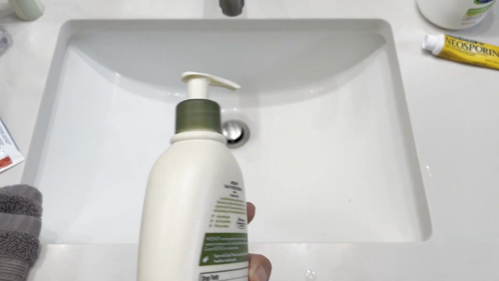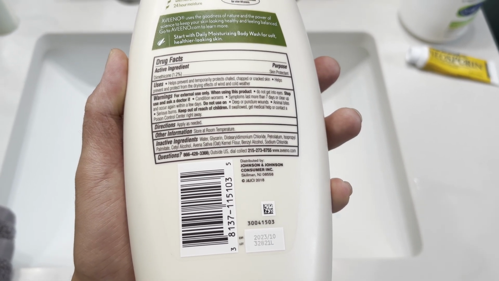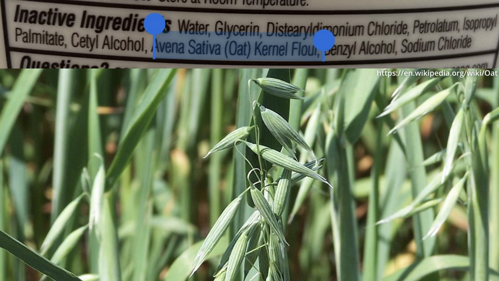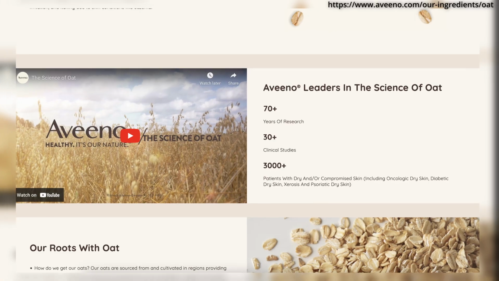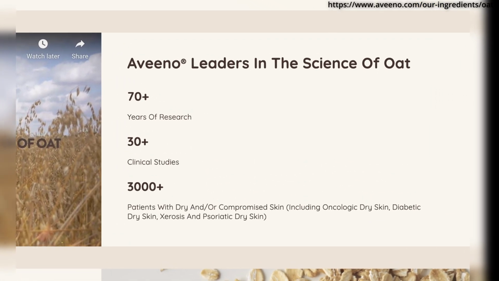When we read the ingredient list for the Aveeno Daily Moisturizing Lotion, there are 9 inactive ingredients and 1.2% of dimethicone as the active ingredient. The specific type of oat they use is Avena sativa kernel flour, but the gold mine of this is actually provided on their website. Their products are based upon 70 plus years of research, 30 plus clinical studies, and over 3,000 patients.